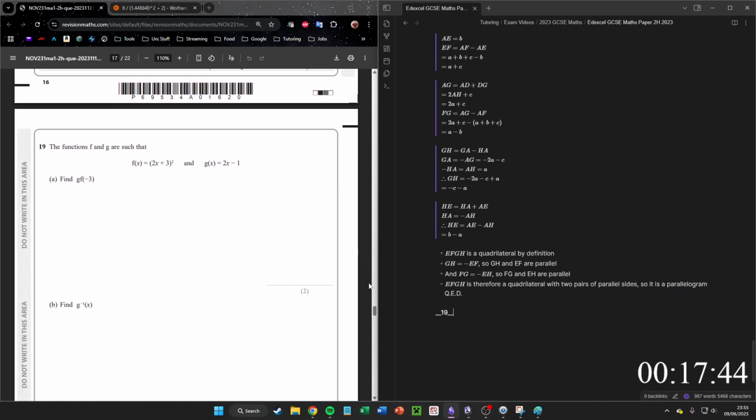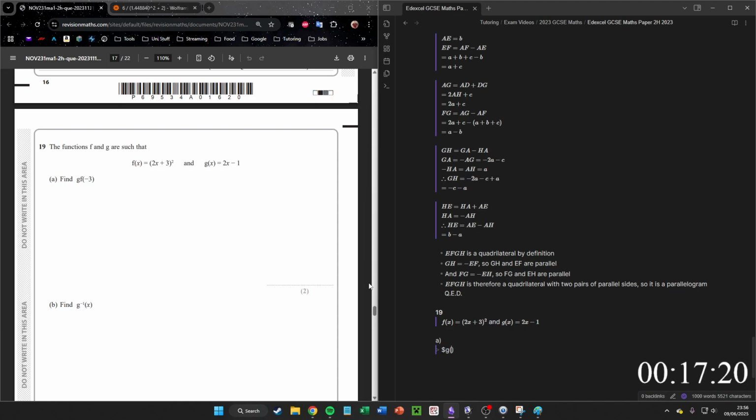And we have 17 minutes left. Let's make them valuable. Question 19. This is about functions. This should be notably easier, hopefully. f of x is equal to (2x plus 3) squared, and g of x is equal to 2x minus 1. This should be fine, hopefully, he says.